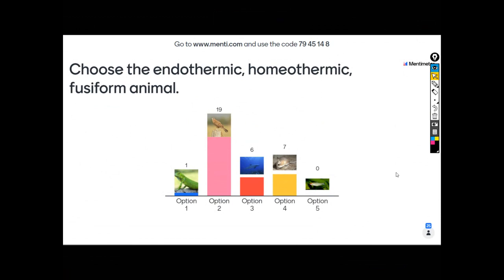At the very end of class on Friday, we finished up by practicing some of our terms with a mentee. So we had to put a bunch of the terms that we had learned all together to try to figure out, well, what are some of the best choices for animals out of the list.